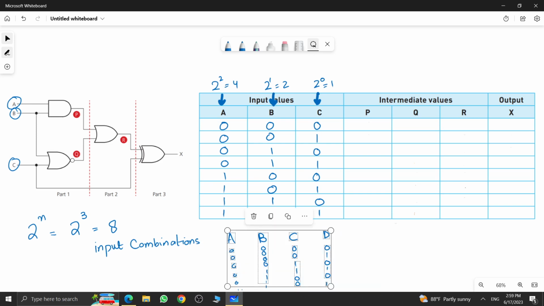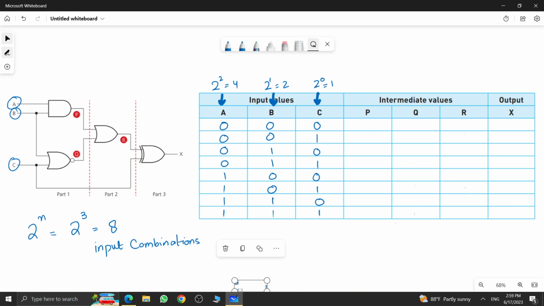But in this example, since we have only 3 inputs, we will make a combination like this. C will be 0, 1, 0, 1, 0, 1, 0, 1, B will be 2 zeros, 2 ones, 2 zeros, 2 ones, and A will be 4 zeros and 4 ones. So in this way we can make 8 different input combinations. Every input combination will be different from the above one. This one is not similar to the one above. So in order to make 8 different input combinations, we use this technique.